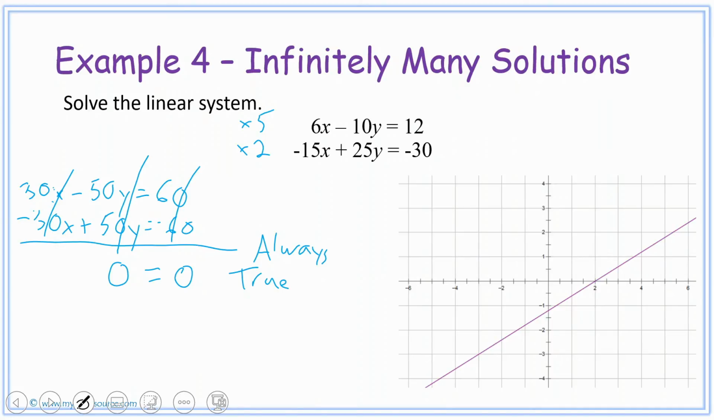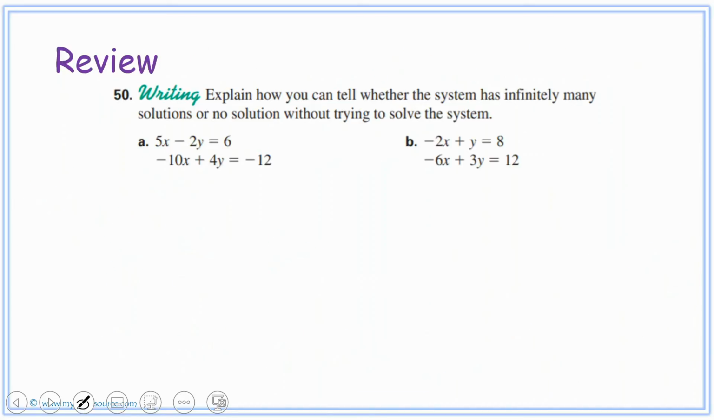That means 1 could be 1, 2 could be 2, right? There's an infinite amount of solutions there, and when we have infinitely many solutions, it means we have a single line. It literally means it's the same line. And that means because that line goes on forever in either direction, we have an infinite amount of solutions.